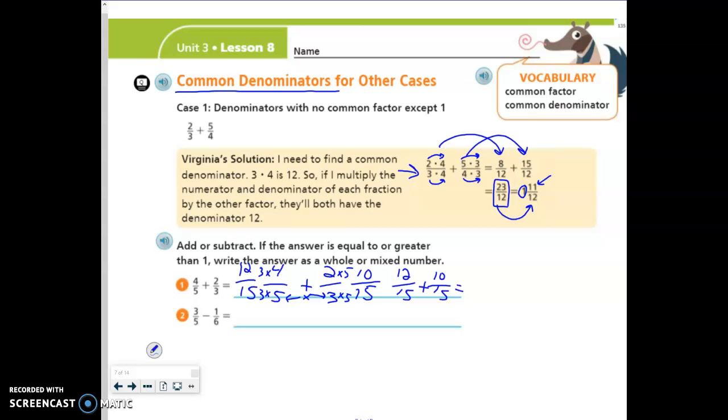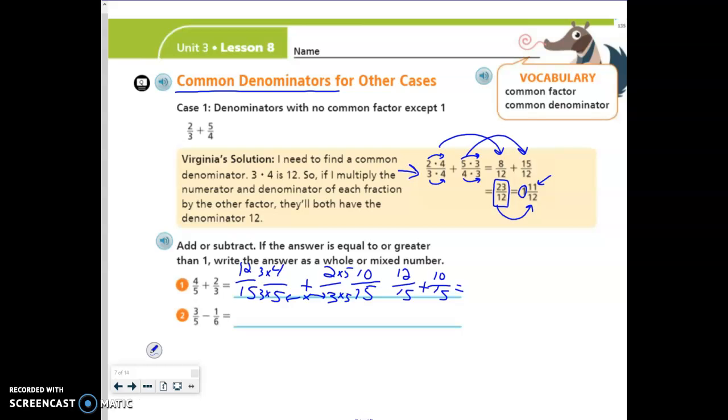Now, if we look at the directions here, it says add or subtract. If the answer is equal to or greater than 1, write the answer as a whole number or a mixed number. So they want us to convert this. They want this to be a process like they did in the previous example. We can't just leave it as that improper fraction that we said was an acceptable answer. It's an okay answer. They want the best answer right now.